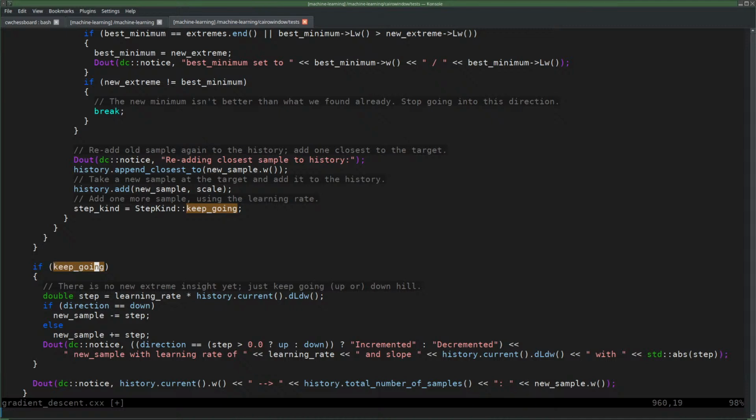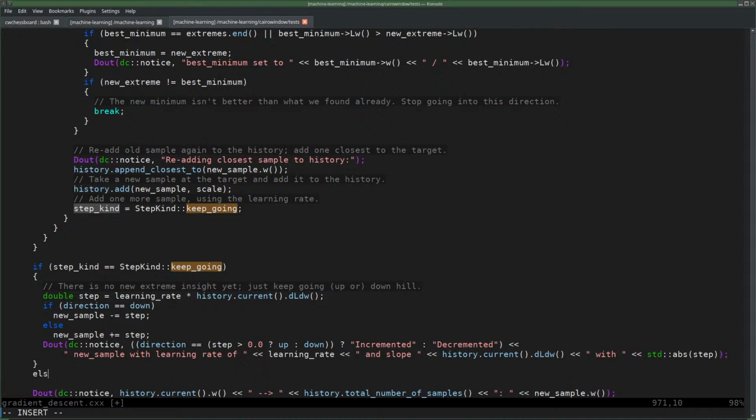And then here we can do if step kind equals step kind keep going. So I didn't change anything. I just allow step kind, which used to be called keep going, to have 3 values. And if it is done, then I don't do anything. But if it is keep going, we do something.